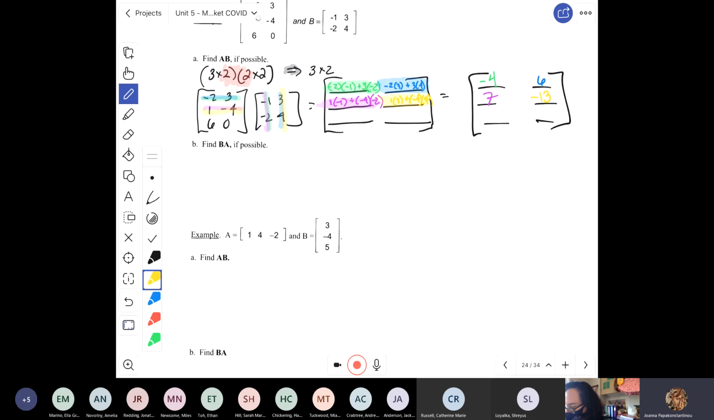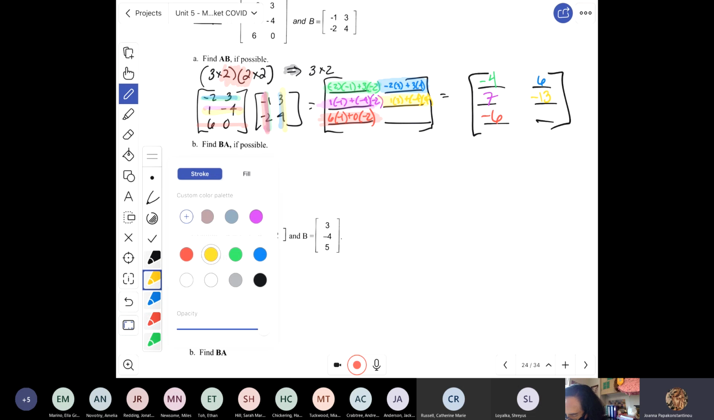Yes. Okay, let's keep going. What position is this? 3, 1. Third row, first column. -6.